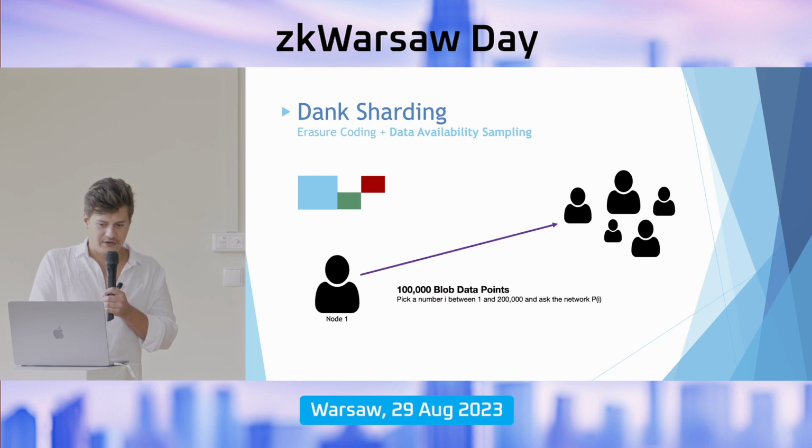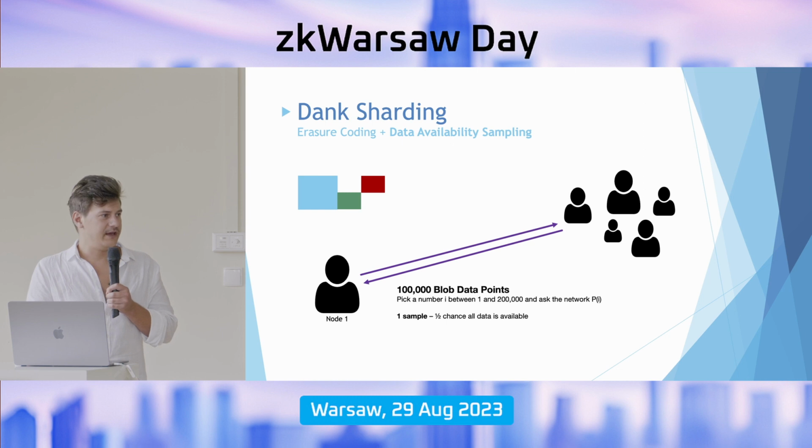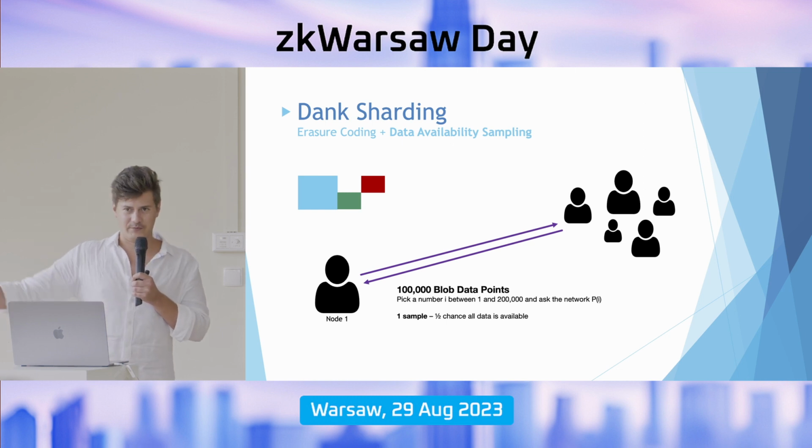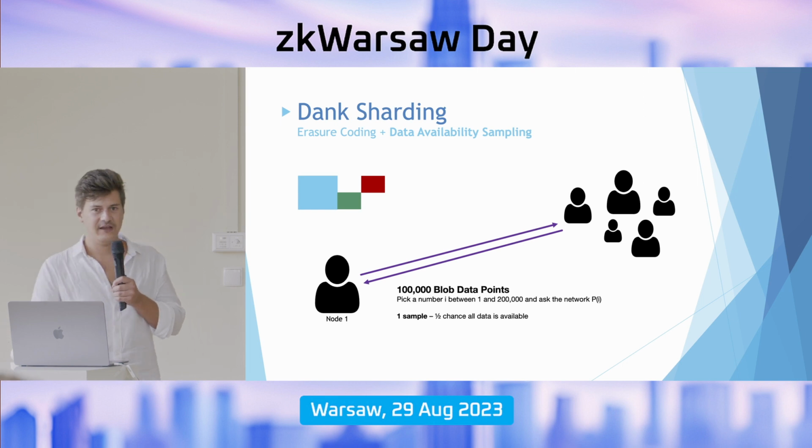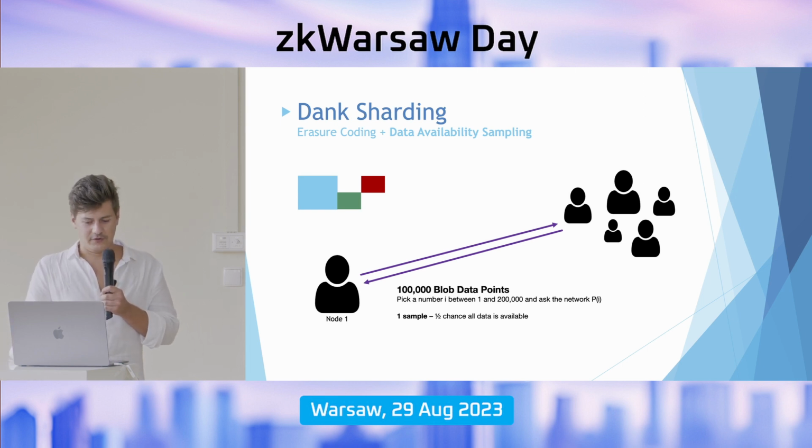So we use something called data availability sampling. And right, so let's say you have 100,000 blob data points. What you do as the validator is you take a random number between 1 and 200,000. Then you ask the network for it, and at this point you've done one random check of data. There is a 50% chance that all of the data is available, right? This is just a game of mathematical probability.